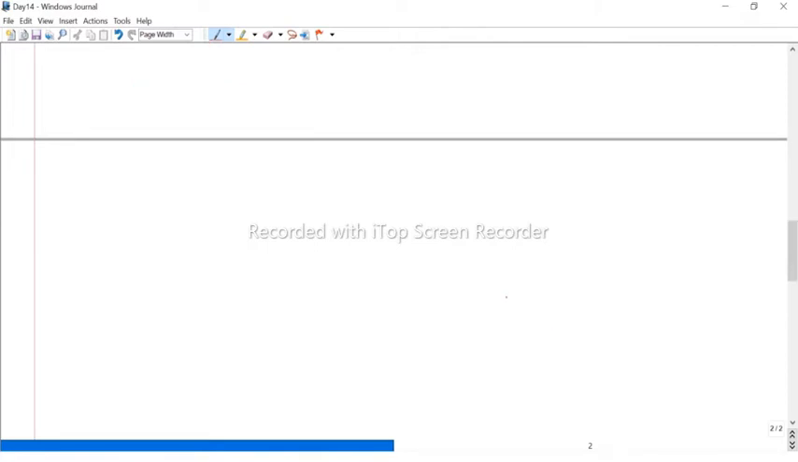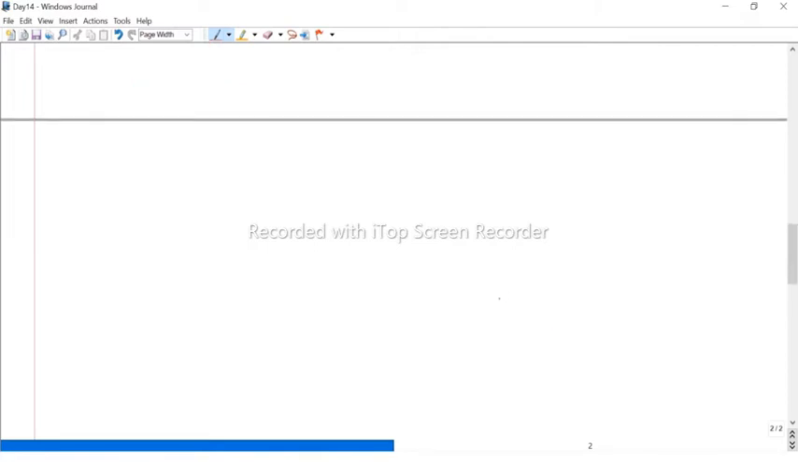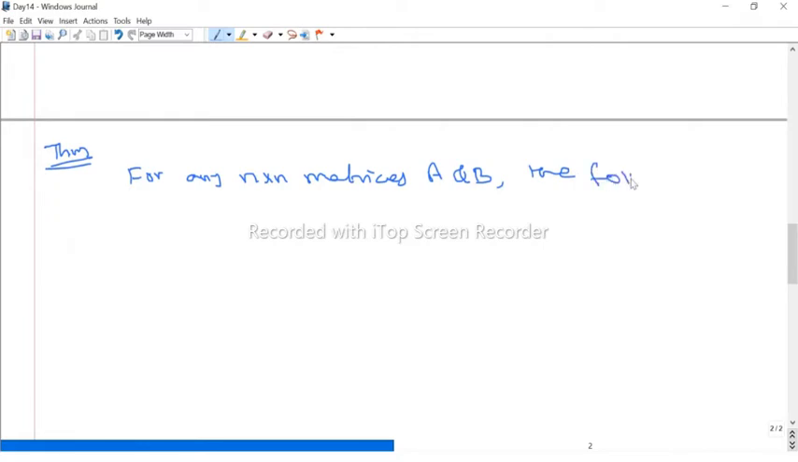Now maybe we discuss a theorem. Suppose we have two matrices. We state it as a theorem: for any n by n matrices A and B, the following statements are equivalent.